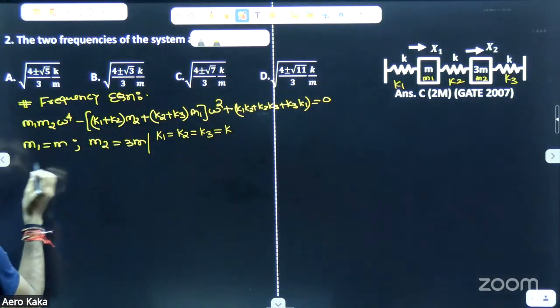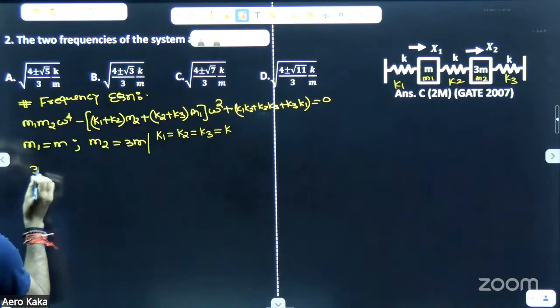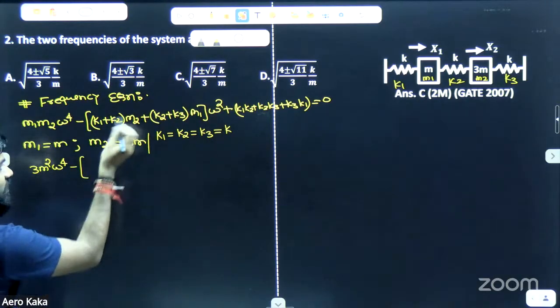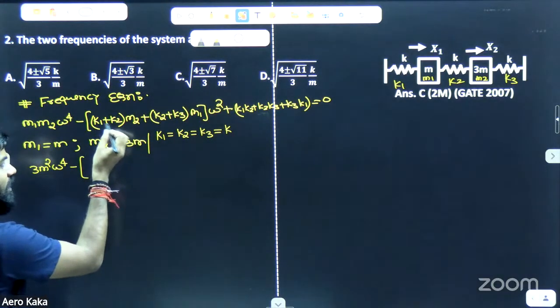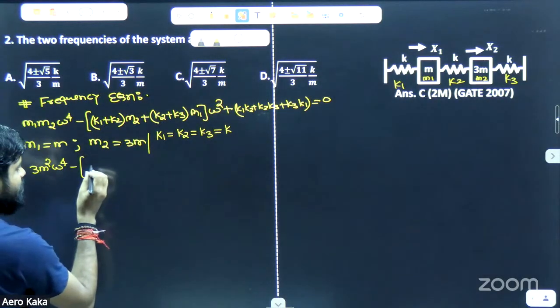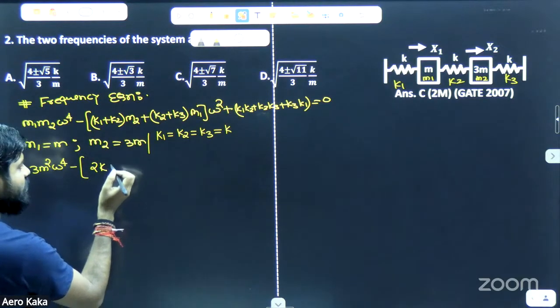So we can write m1 is equal to m and m2 is 3m. So it is going to be 3m square omega raised to power 4 minus, how much? K plus k is 2k, into 3m.